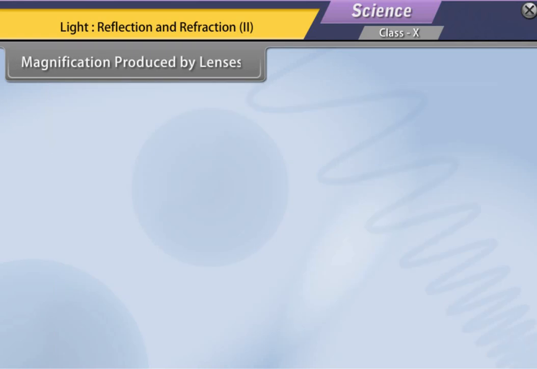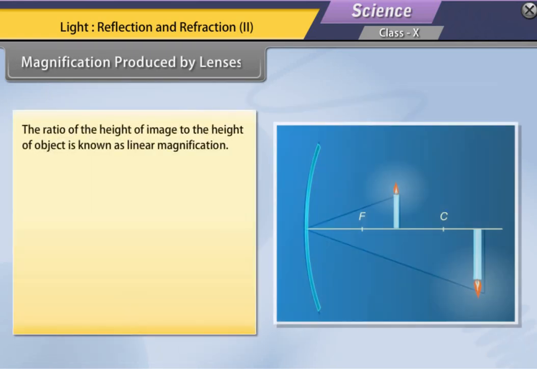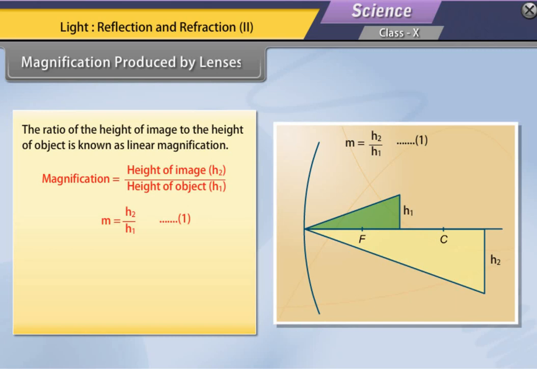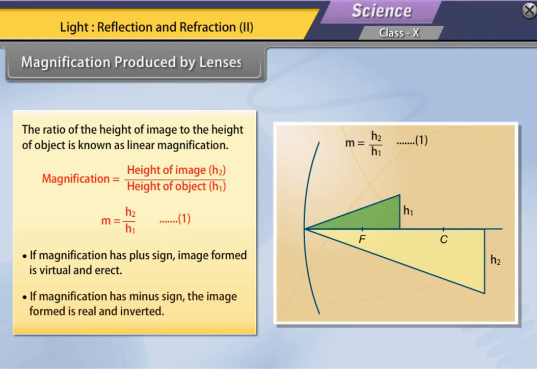Magnification produced by lenses. The ratio of the height of image to the height of object is known as linear magnification. Magnification is equal to height of image h2 upon height of object h1. M is equal to h2 upon h1, which is equation 1. If magnification has plus sign, image formed is virtual and erect. If magnification has minus sign, the image formed is real and inverted.